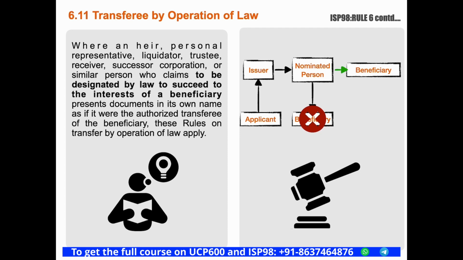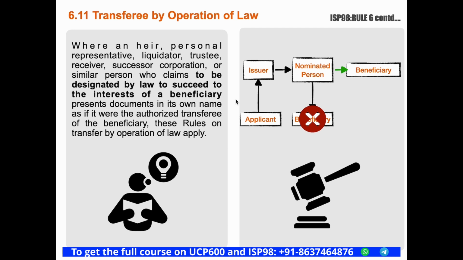Hello everyone. In this part, let's discuss transferee by operation of law, where an heir, personal representative, liquidator, trustee, receiver, successor corporation, or similar person who claims to be designated by law to succeed to the interests of a beneficiary presents the documents in its own name as if it were the authorized transferee of the beneficiary. These rules on transfer by operation of law apply.